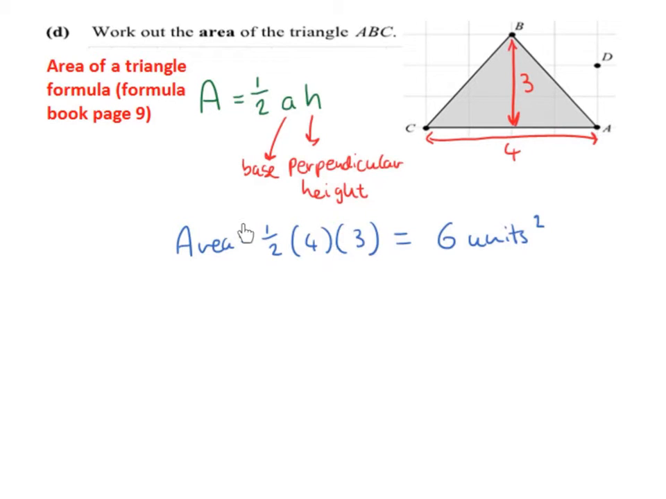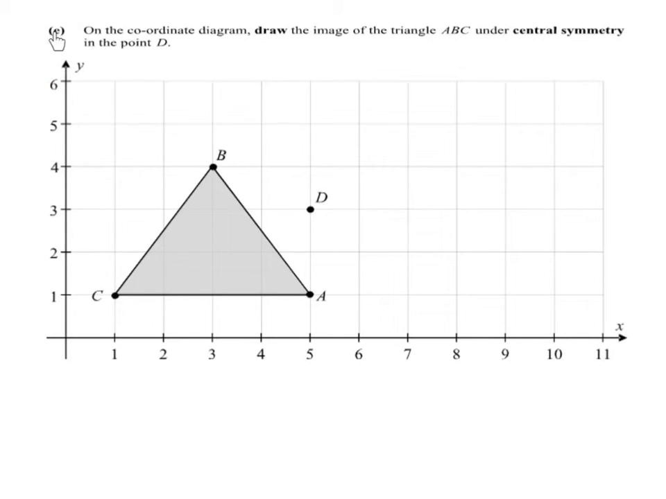Now if we had done this without brackets, we would have been getting half of 43, which would be incorrect. So half times base times height, half times 4 times 3 is 6 units squared. So the area of the triangle ABC is 6 units squared.